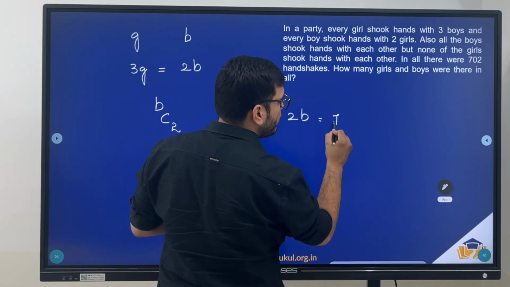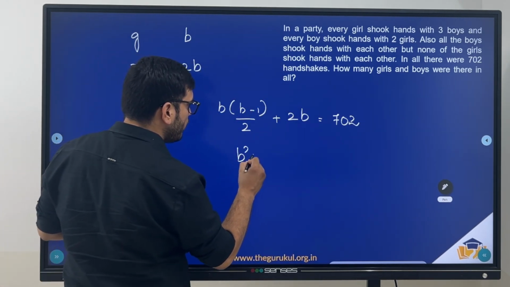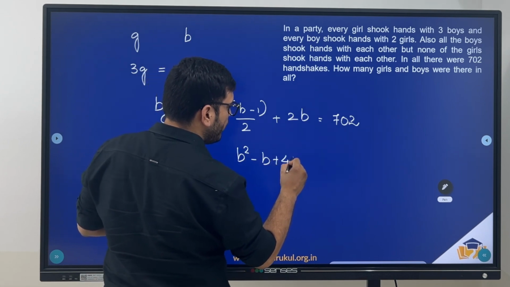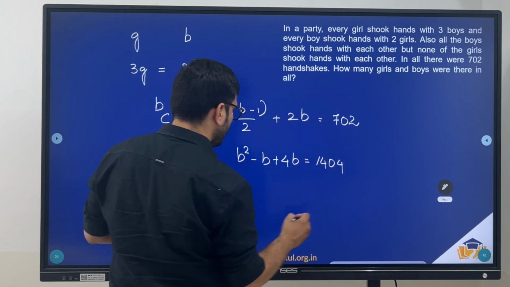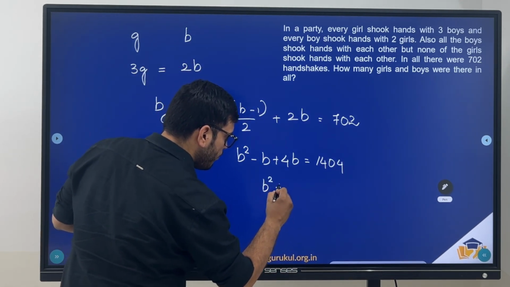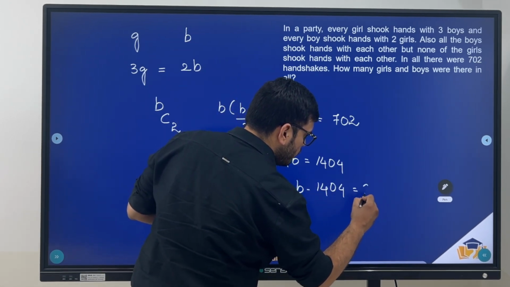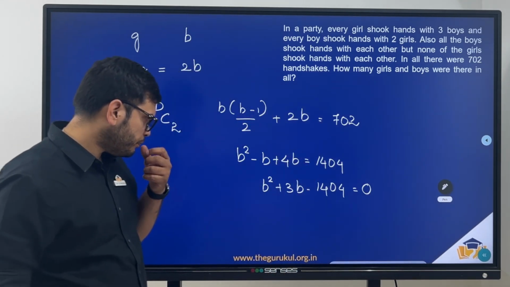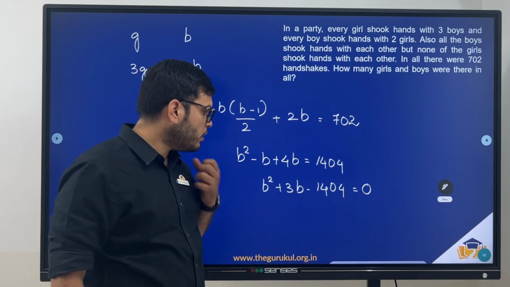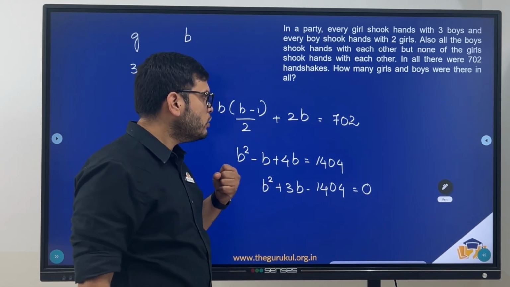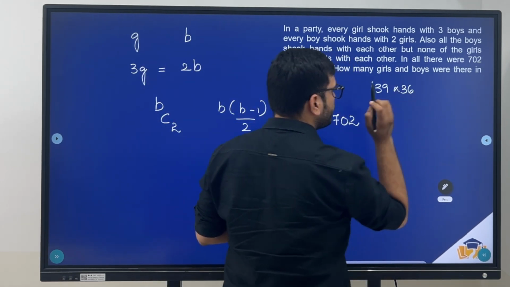Now this is given to be 702, right? Then what do we have? B square minus B plus 4B is equal to 1404, or B square plus 3B minus 1404, this should be equal to 0. So we need to write 1404 as a product of two numbers such that they add up to plus 3, right? So that should be, I guess, 39 into 36, right?